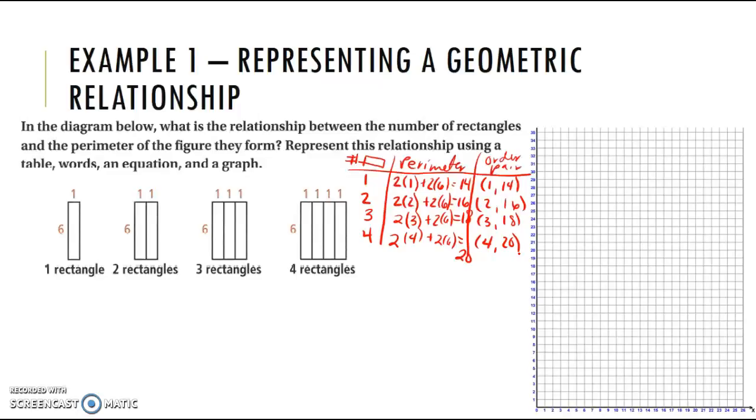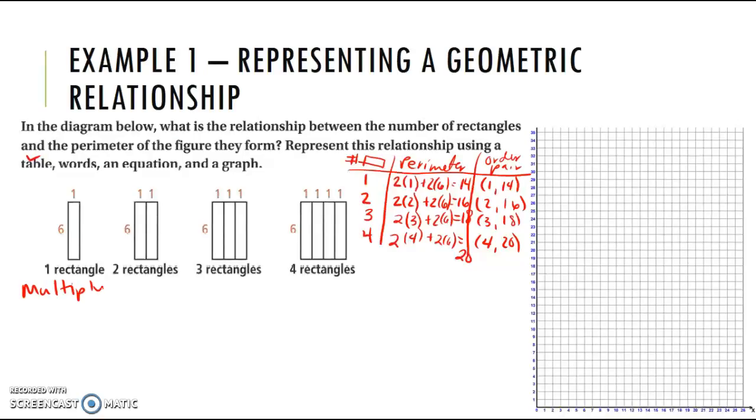So there's our table. We've created an ordered pair. So we've created the table. Check. Now we want to create words. And so I'm going to look at this, and I noticed that my width changes to however many rectangles there are. So we're multiplying the number of rectangles in each figure by 2, because we have that many sides.